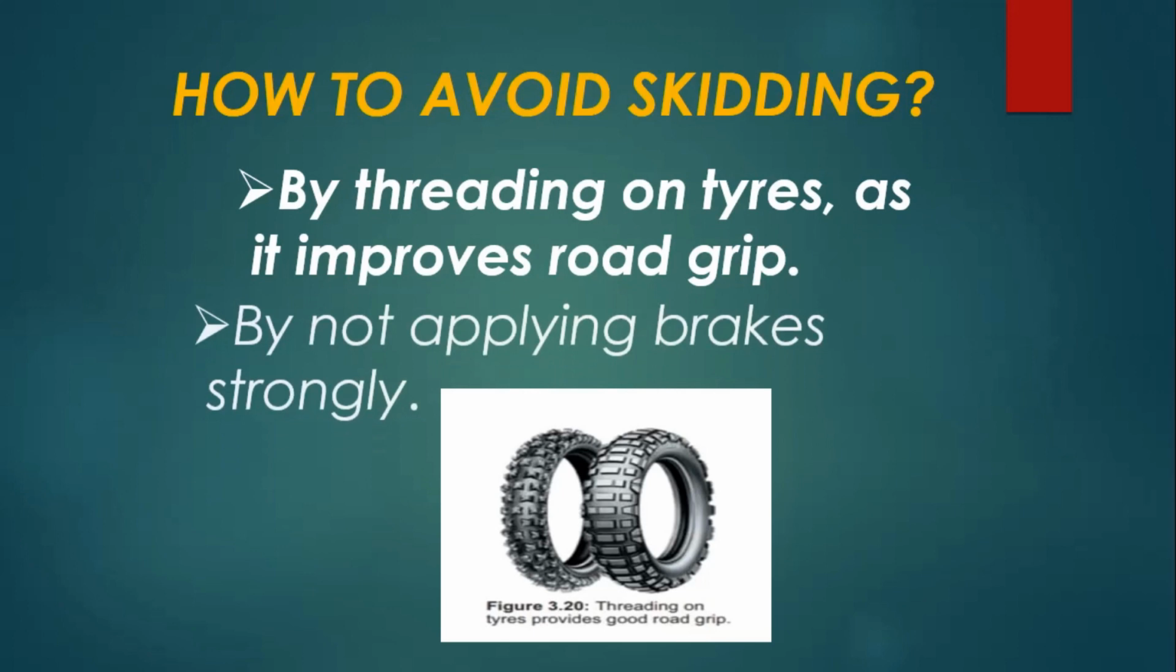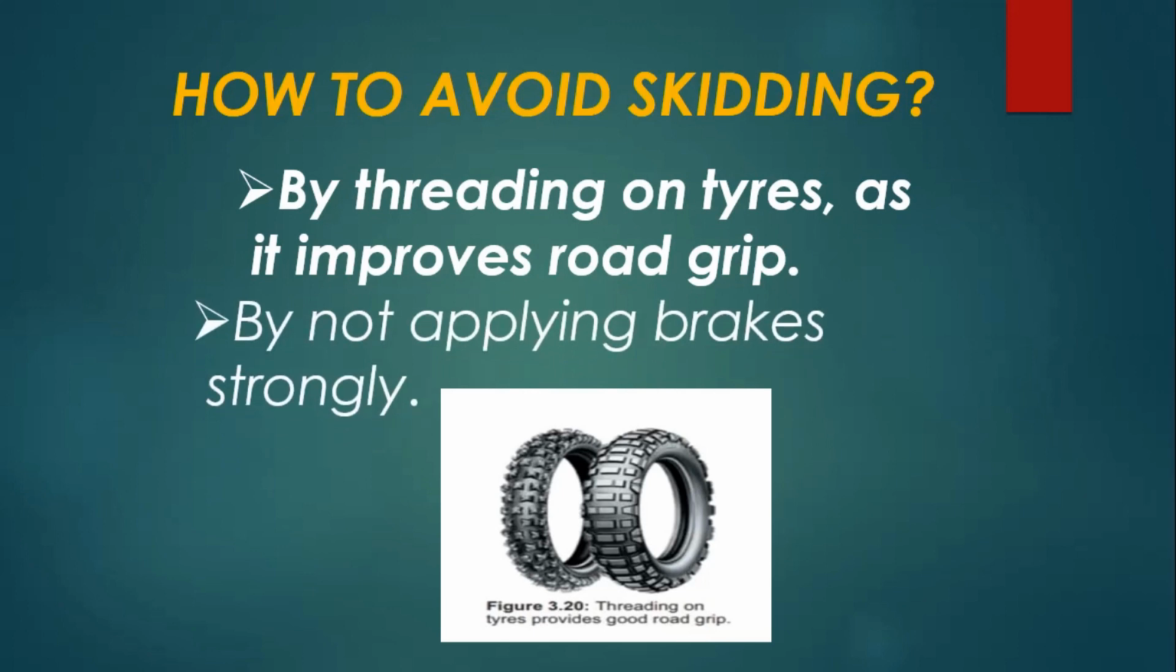Now there is a question: how to avoid skidding? Clear? By threading on tires, as it improves the road grip. See here, this is the threading of the tire. Okay, and by not applying brakes strongly. So these are the two main points. Clear?